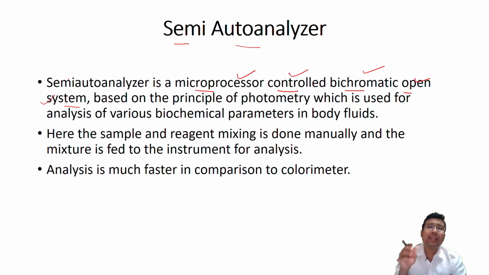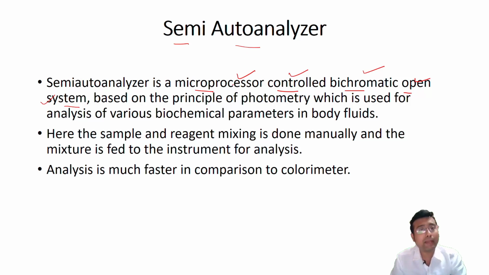It means irrespective of the manufacturing company of the semi-auto analyzer, analysis can be done with reagents of any company or any manufacturer. This is known as open system. There are many closed systems, especially in automated analyzers, in which if it is made by Siemens, you can only use reagent that is provided by Siemens, right? That is one important thing for semi-auto analyzer. There is no such restriction.